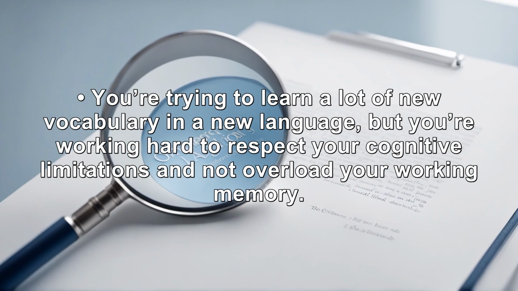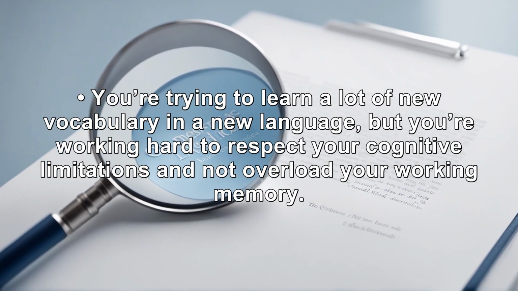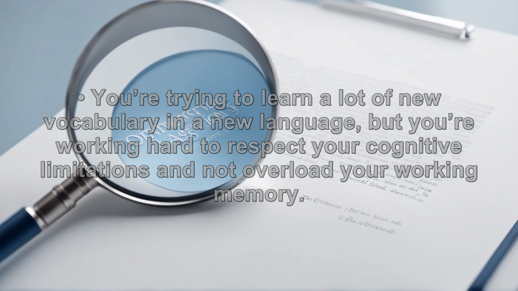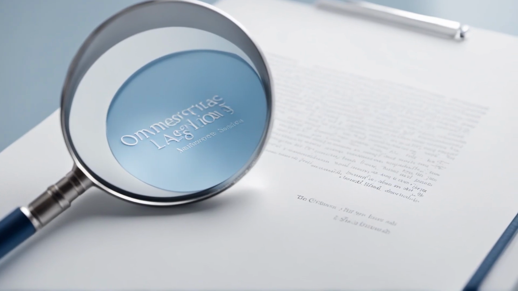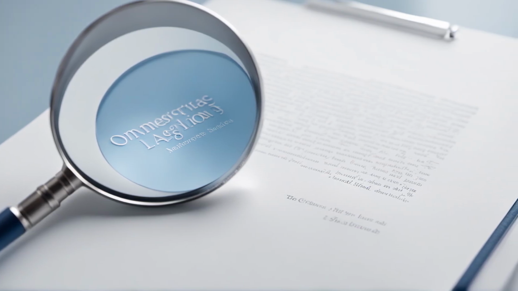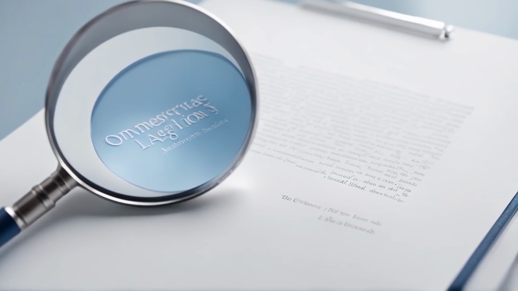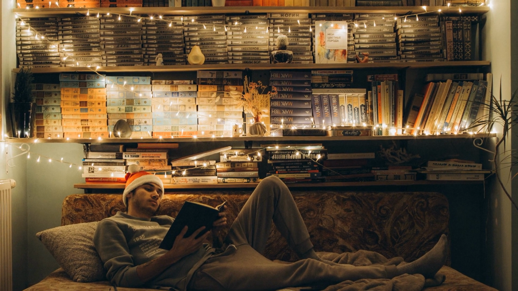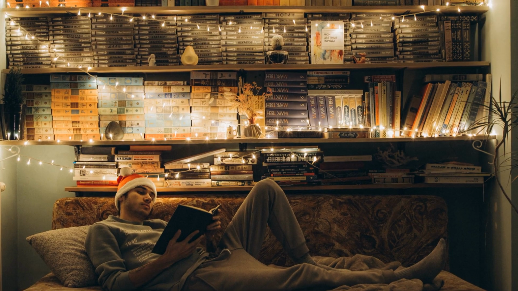You're trying to learn a lot of new vocabulary in a new language, but you're working hard to respect your cognitive limitations and not overload your working memory. So you ask yourself to identify 3 of the most important words you absolutely need to remember, essential load, 2 that are more difficult, generative load, and 1 word or piece of information that you can ignore, extraneous load. The 3-2-1 method allows you to practically apply this understanding about working memory.